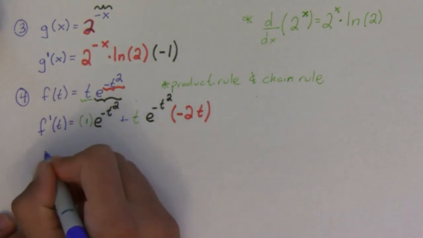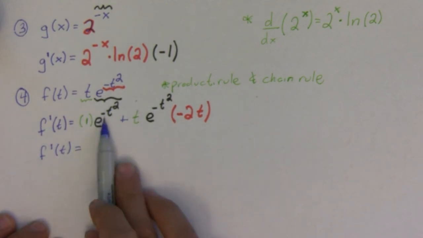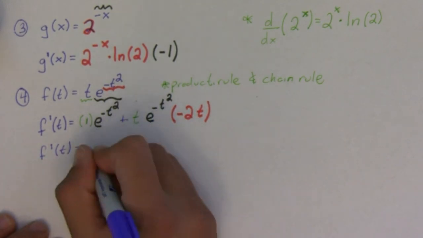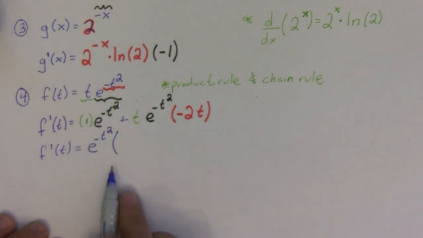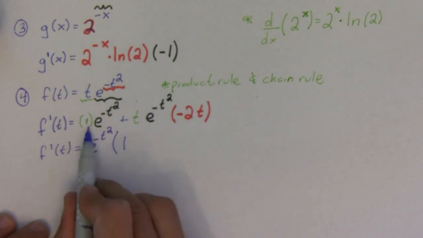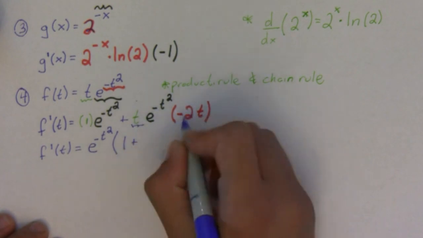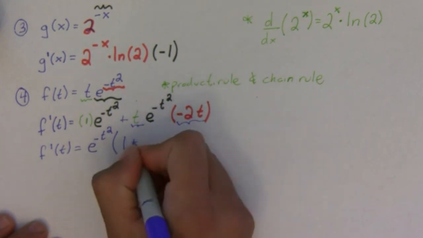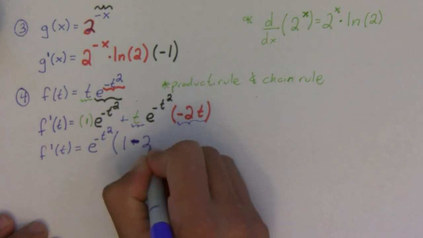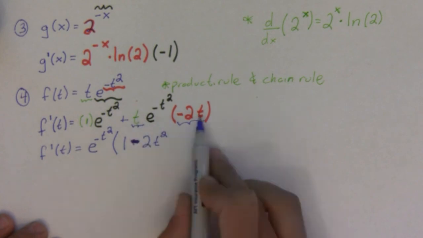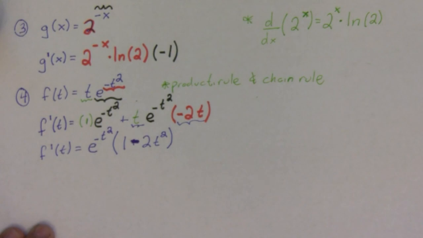We could, if we wanted to, simplify it a little bit more. Notice that you have an e to the negative t squared common in both, so I can factor this out. e to the minus t squared, and inside I would be left with 1 plus, if I combine this t and this negative 2t, this would actually be minus 2t squared. And that I get by multiplying the two t's. And so this is just slightly more simplified.